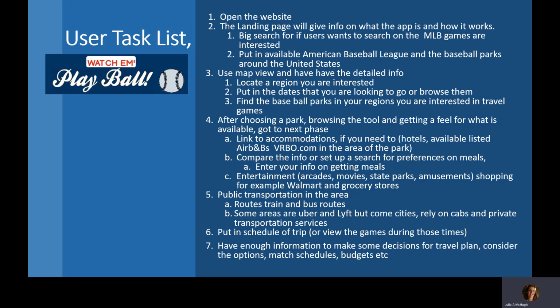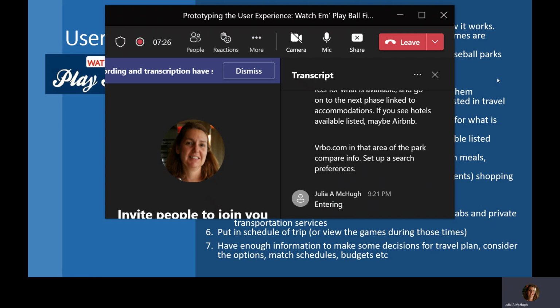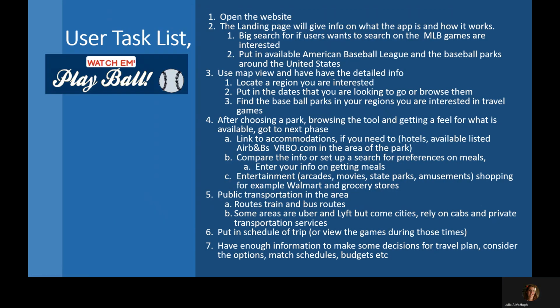After you choose a park, you browse the tool, get a feel for what is available, and go on to the next phase. Link to accommodations. If you see hotels available listed, maybe Airbnb, vrbo.com in that area of the park, compare info, set up a search preferences, enter in information for your meals, entertainment, arcades, movies, state park amusements, shopping, for example, maybe Walmarts and grocery stores.